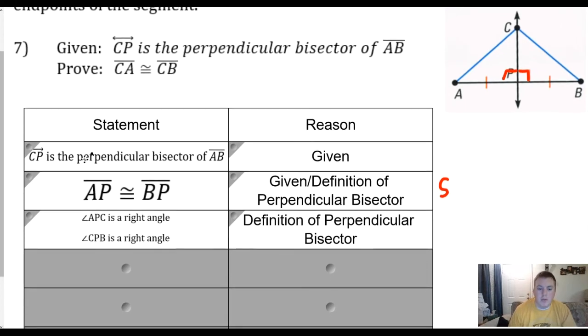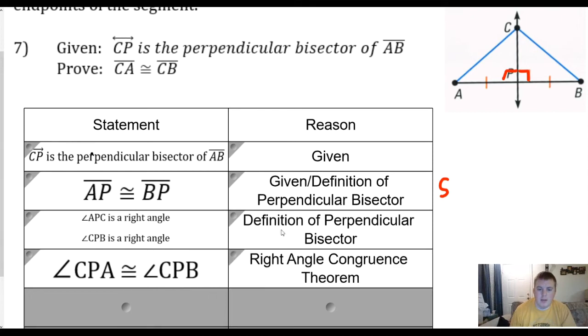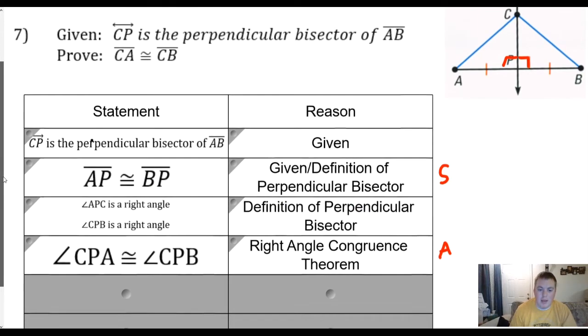Now, since those are both right angles, we can say that angle CPA and angle CPB are going to be congruent based on the right angle congruence theorem. So we now have a side and we have an angle, specifically a right angle. We'll see if that comes into play.